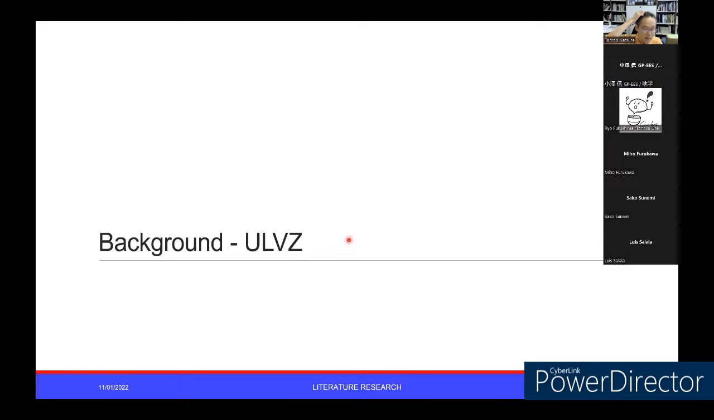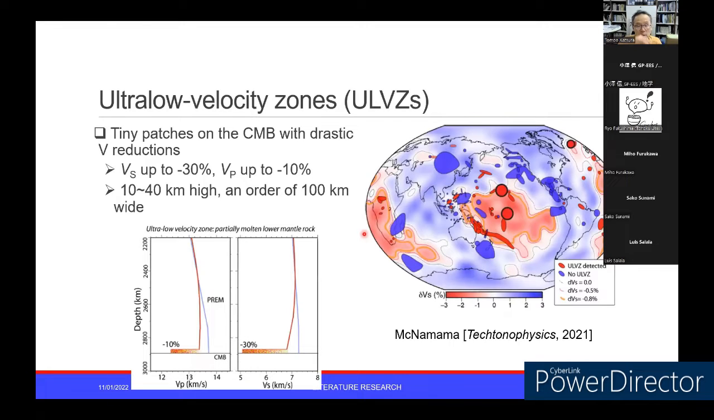So the next is the background regarding the ultra-low velocity zone. Ultra-low velocity zone, ULVZ, is tiny patches on the core mantle boundary with drastic velocity reductions. These thin red parts are LLSVP, but these thick red parts are ultra-low velocity zones.